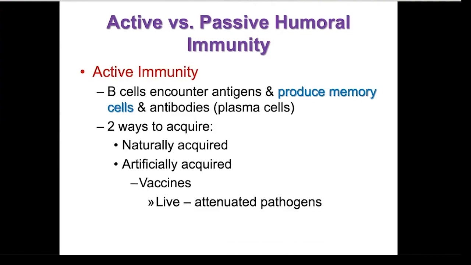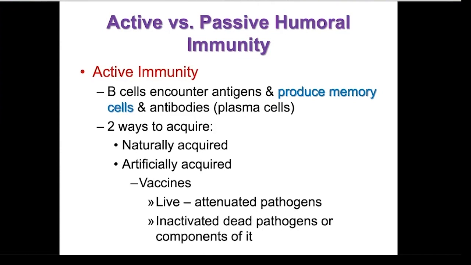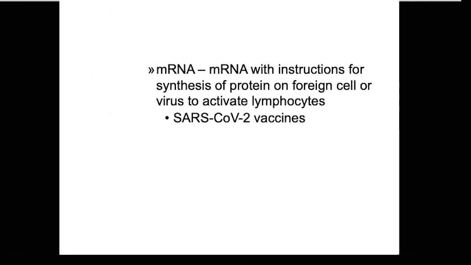Those containing live attenuated pathogens. These are pathogens that have been weakened, usually by the removal of the molecules that bring about the illness. Also, there are vaccines that contain inactivated dead pathogens or just components or molecules of that pathogen. The third type of vaccine is a messenger RNA vaccine with instructions for the synthesis of a protein on that foreign cell or virus, which activates the lymphocytes.